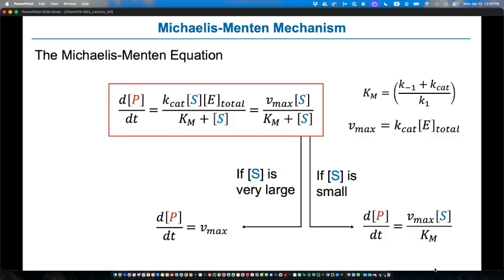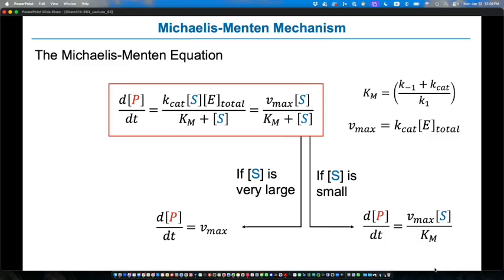So effectively, if the substrate concentration is very large, especially relative to these Km values, then it simplifies to just a 0-order process. Adding more substrate does not make it go faster because we've saturated the system. We can't push it any quicker because the enzyme's doing its best. That's a fundamental of a particular enzyme.